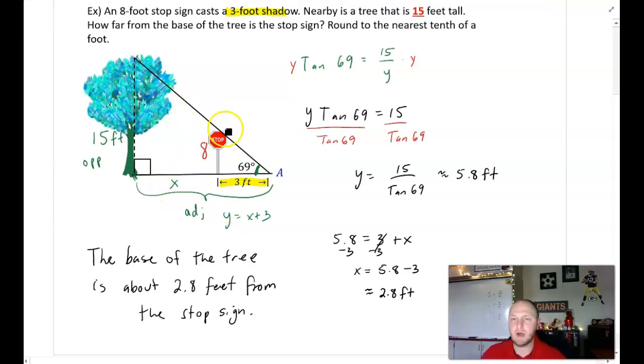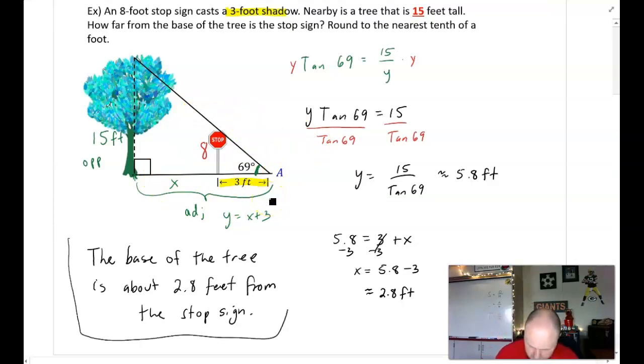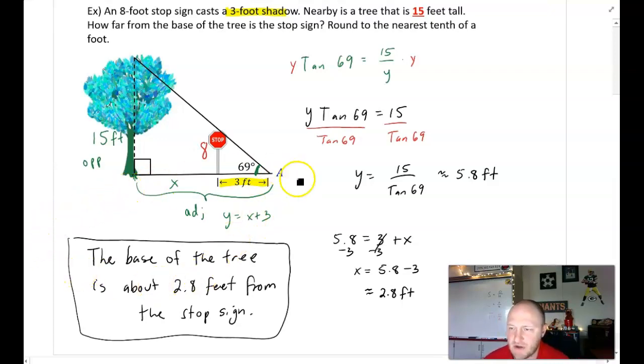A lot of people get confused on how to write the sentence. I don't feel comfortable writing this sentence. I don't know how to phrase my answer. Well, you can phrase it based upon the question posed. In the question they say, how far from the base of the tree is the stop sign? And actually, I kind of flipped my words here, but I just copied it. The base of the tree is about 2.8 feet from the stop sign. So just use the question to help you out.